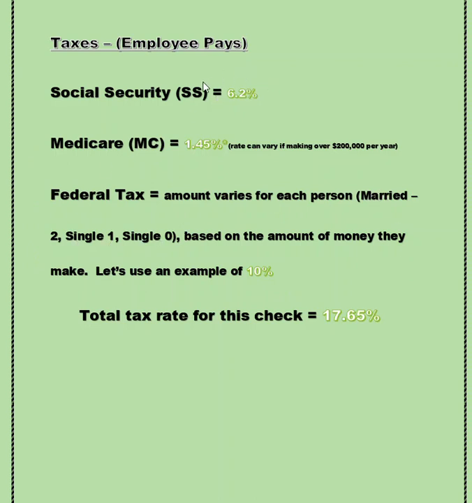So the Social Security rate is 6.2%. The Medicare rate is 1.45%. And this amount can actually vary and increase if you make more than $200,000 in a calendar year. Federal taxes, again, they do vary for each person based on the amount that you're making each payday. And in this example, we're just going to use a flat rate of 10%. So your total tax rate for this check is going to be 17.65%.